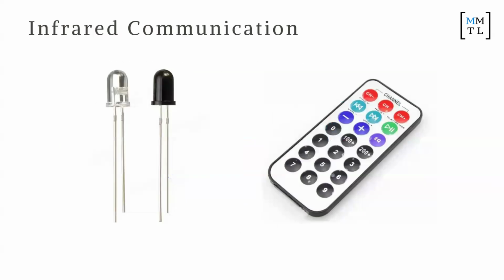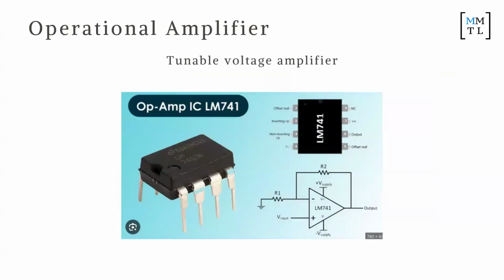Infrared communication, so there is an infrared emitter, an infrared receiver, which is usually black, and then the remote control, which is also infrared. So every TV remote you use, PS2 controllers, they all use infrared. Okay, so they all use infrared to communicate with the TV or the PlayStation or Xbox.